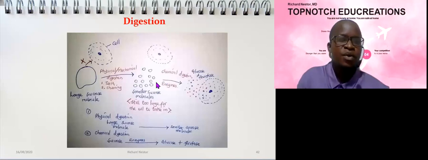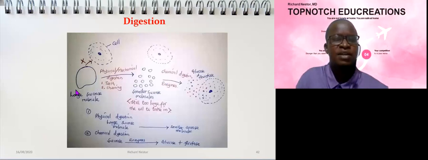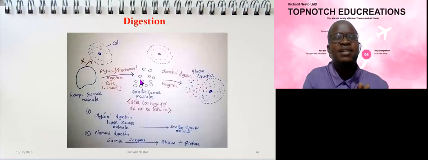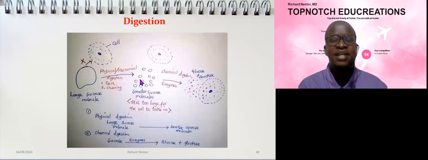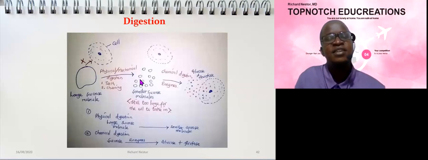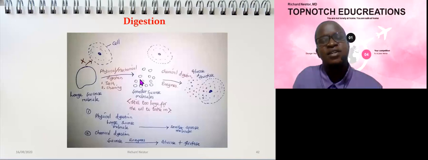So if we are having a large sucrose molecule and we break it down into smaller sucrose molecules, we are simply breaking the large sucrose molecule into smaller sucrose molecules. We are breaking sucrose into sucrose. The only difference is the size. We are breaking a larger sucrose molecule into smaller sucrose molecules. So this is physical digestion. There is no change in the chemical structure or the chemical nature of the food substance.